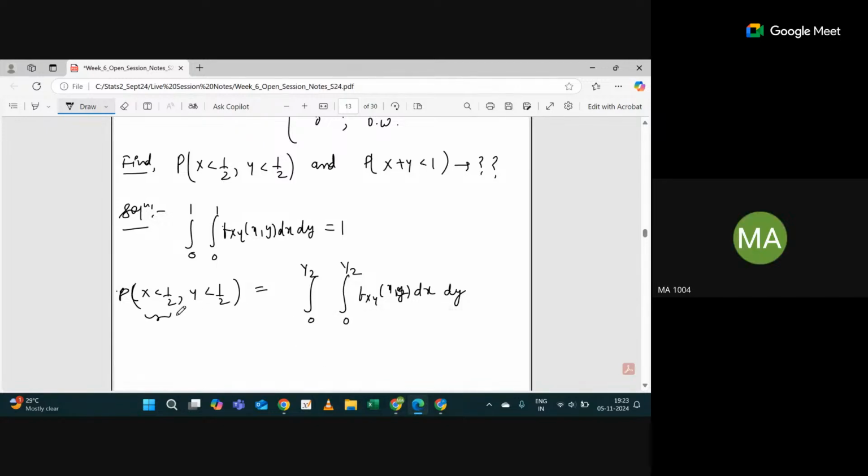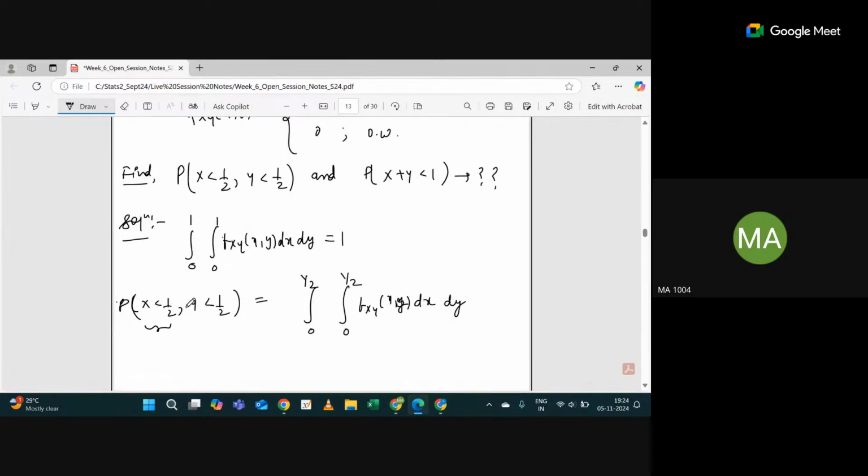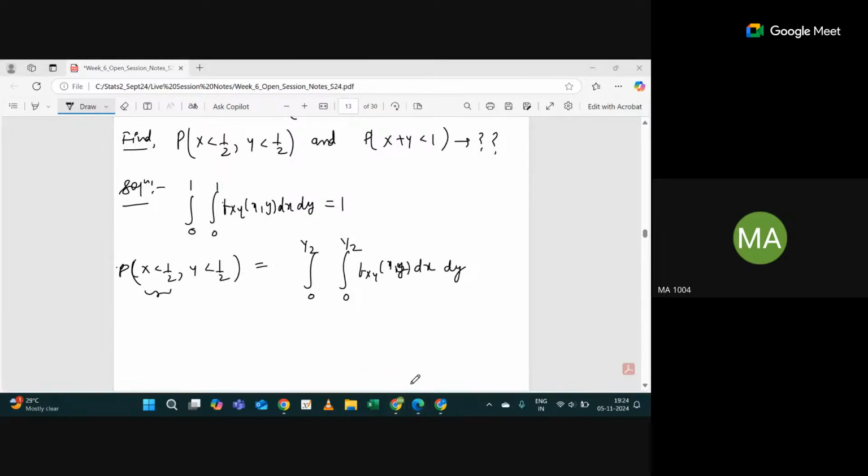Here, see, it's not mentioned x is from 0.1 to 0.5 or 0.2 to 0.5. It's simply mentioned x is less than half. That means I have to take the lower limit from the support of x, which is 0 to 1. So x is less than half. That means I have to find x from 0 to half and y from 0 to half. Okay. Now what will we do?